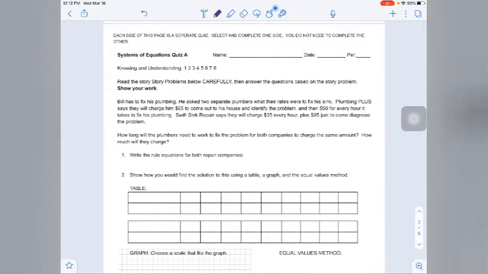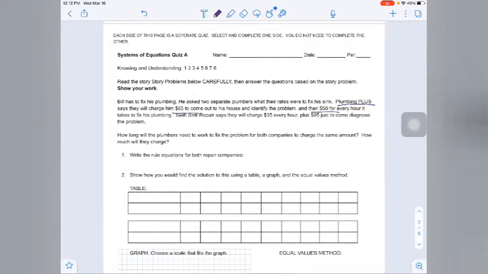Okay, so let's go over quiz A, just the regular side. When I look at this, I have a story problem. Bill has to fix his plumbing. He asked two separate plumbers what their rates were to fix his sink. Plumbing Plus says they will charge him $65 just to come out to his house, and if they need to work on the problem, they will charge $50 every hour.